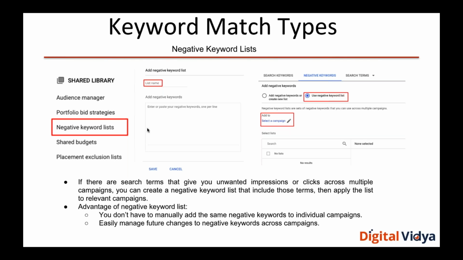It will open up a page which you are seeing on the middle of the screen, where it will ask you to name the list. So you can give a name to your negative keyword list, write all the negative keywords you want to be part of this list and save it. That's all.